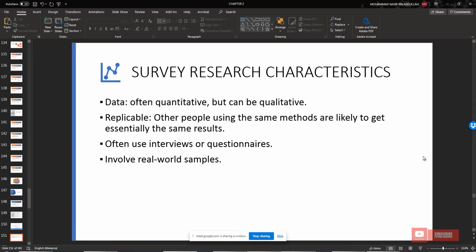As I said before, when you want to do data collection, you can do it using face-to-face interviews or questionnaire. So it involves real world samples, right? You should get this real sample. You should not sit down under the tree and fill in your questionnaire alone, right? You should distribute the questionnaire to the respondents to get the real answer.